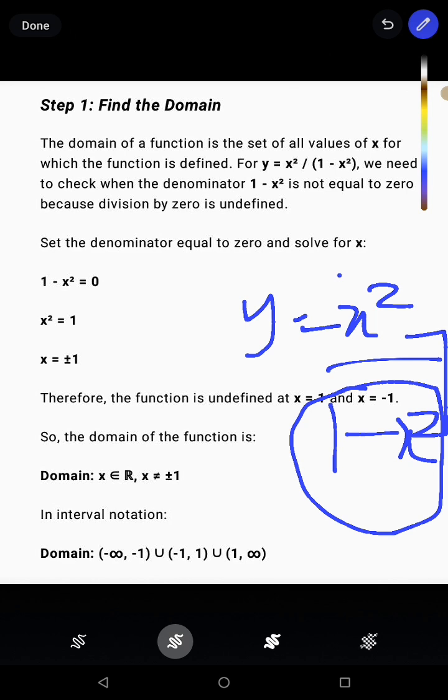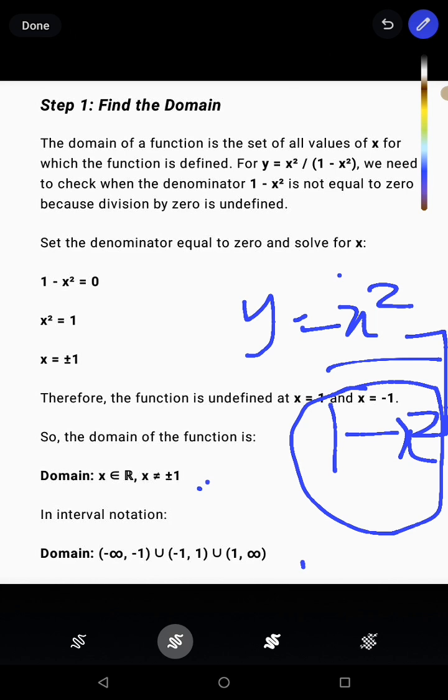Now this function is defined at every point in x, at every real number except the points minus 1 and plus 1. So we can write it like this. This is the domain, or write it in interval form. Are you here? So it is defined at every point in x from negative infinity to negative 1, and from negative 1 to 1, and from 1 to positive infinity.